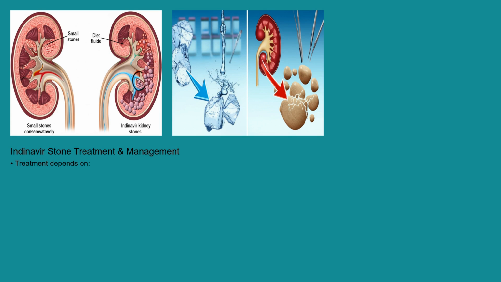These can include extracorporeal shock wave lithotripsy (ESWL), which uses shock waves to break the stone into smaller pieces, ureteroscopy, where a small scope is passed through the urethra to visualize and remove the stone, or in rare cases, percutaneous nephrolithotomy, a surgical procedure to remove the stone through a small incision in the back. It's also critical to optimize the HIV regimen, if possible, to minimize future stone formation.